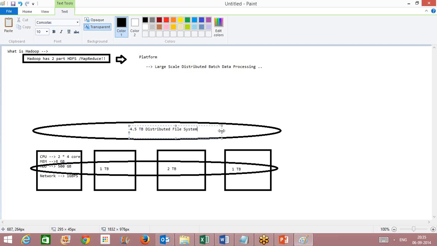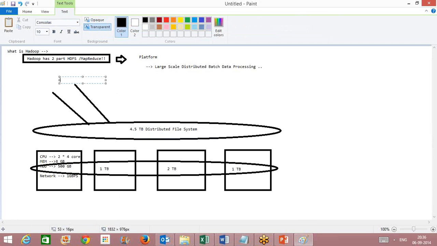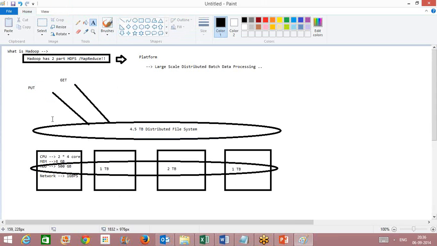I don't care if a machine goes down. I don't care where the file is stored. All I care is, if I give a file to this 4.5 terabyte system, it should store it somewhere, and when I ask it back to give me the file, it should give me back that file. So this should be the get request of the file, and this will be my put request of the file. I really don't want to manage these small machines. I want a platform which will look at it like this, from a file system perspective.